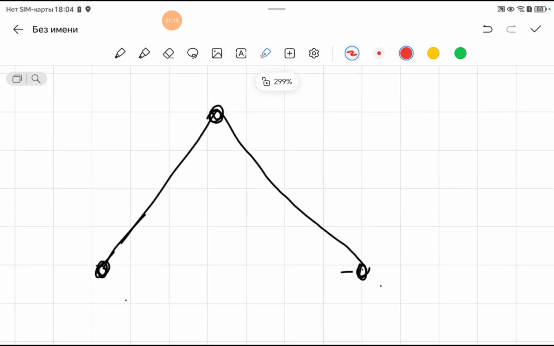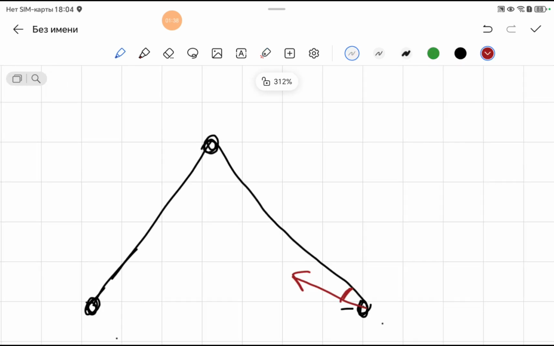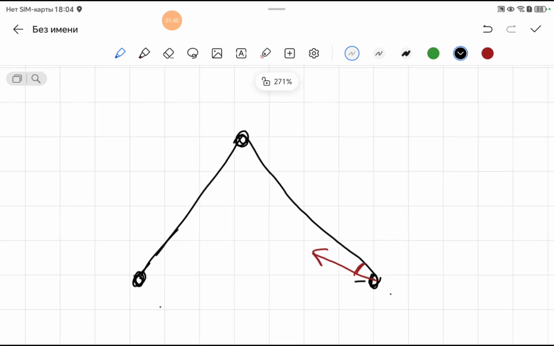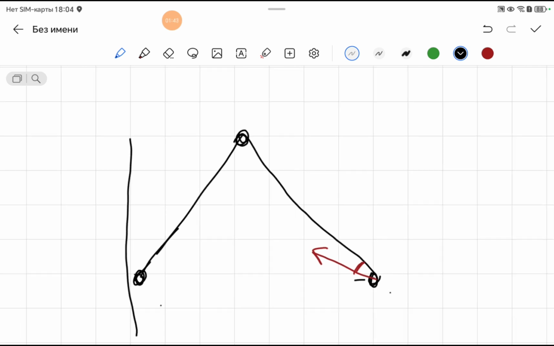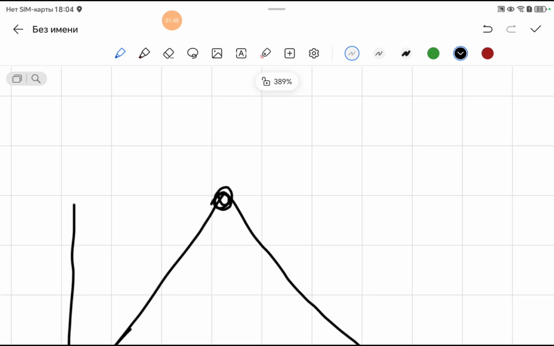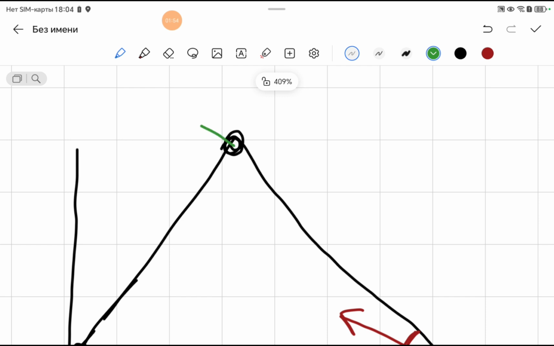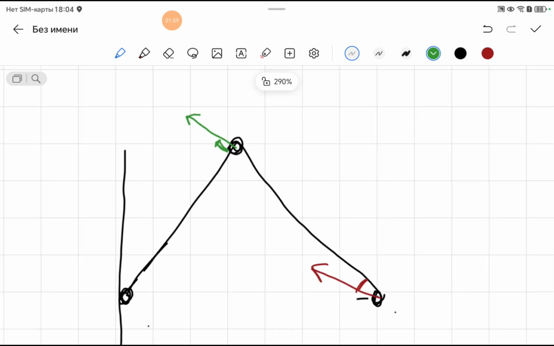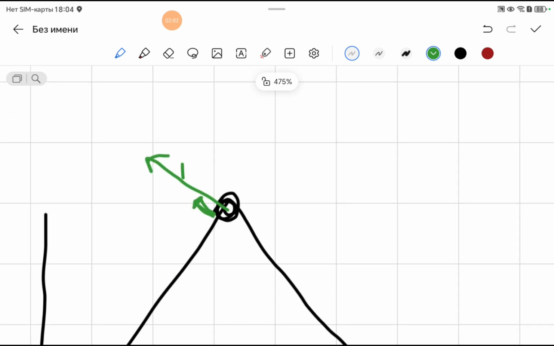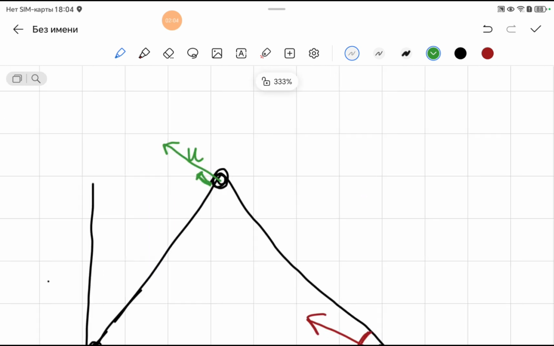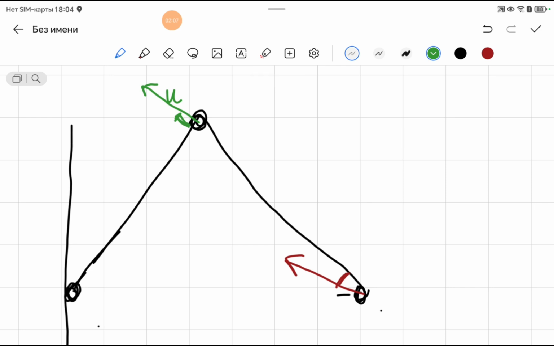Now, let's think about the velocity of point B. At first glance, it might seem arbitrary, but this is not the case. We also know that the velocity of point B must be directed at a 90 degree angle to the rod AB. Why? Because the rod AB rotates around point A, and the velocity of point B must be perpendicular to the rod AB.